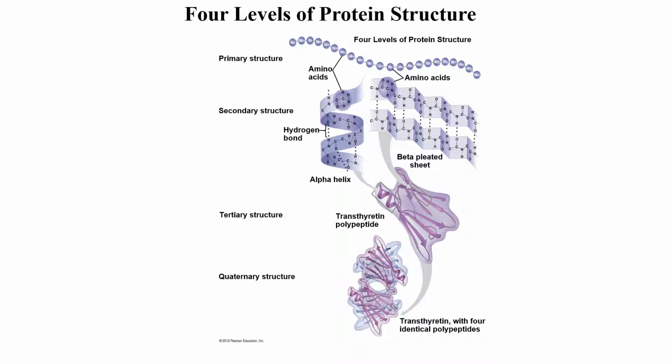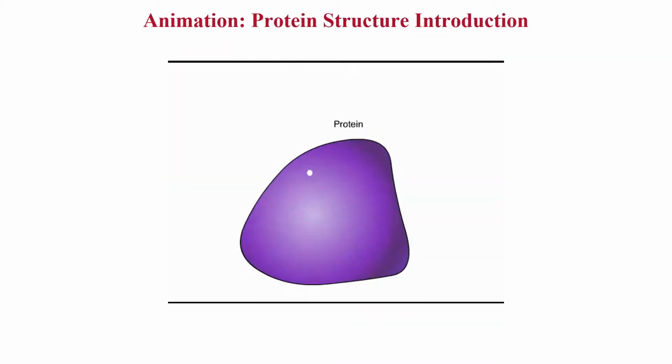Now, all proteins have primary, secondary, and tertiary structure. There are others that have all four, but every single protein at least has the first three levels of protein structure. So first, giving an overview of protein structure.